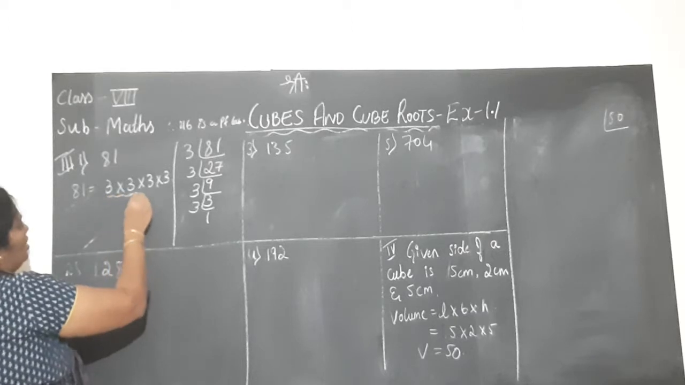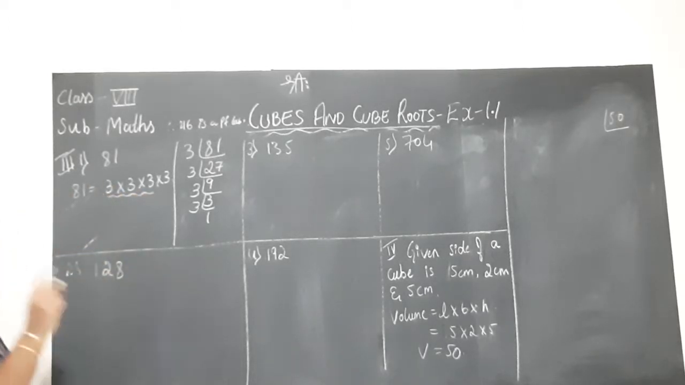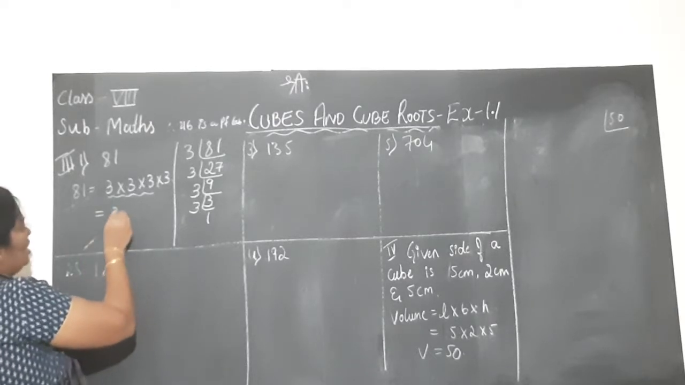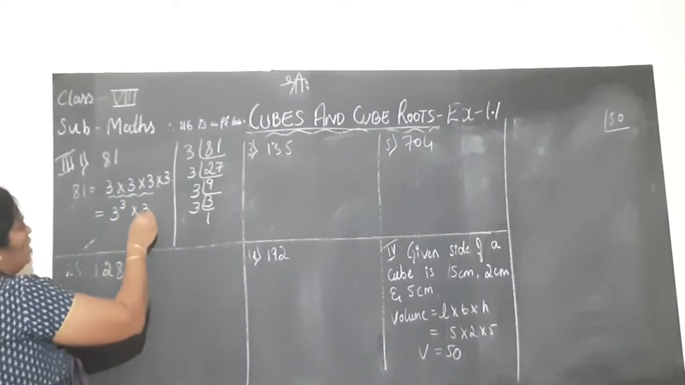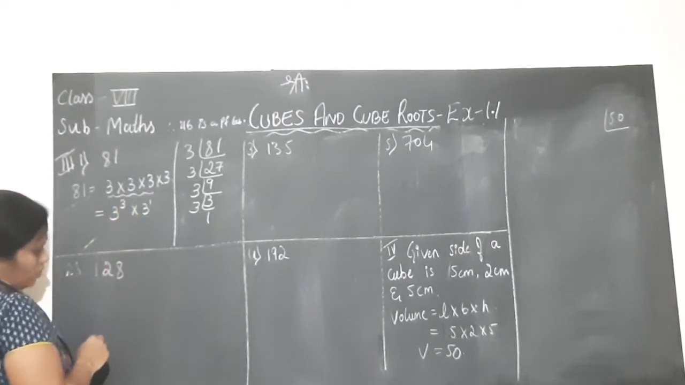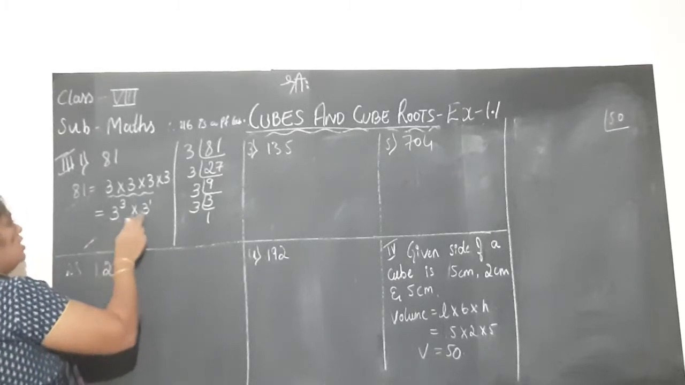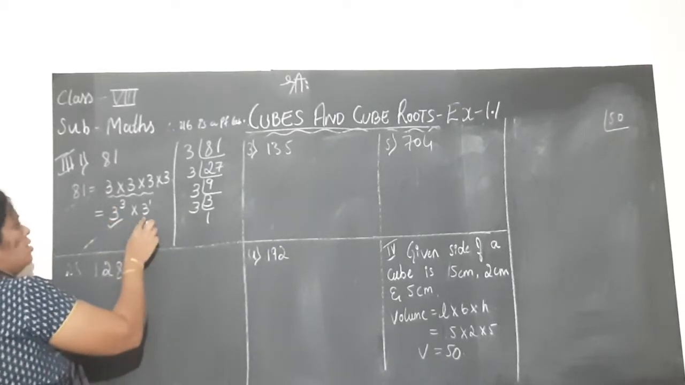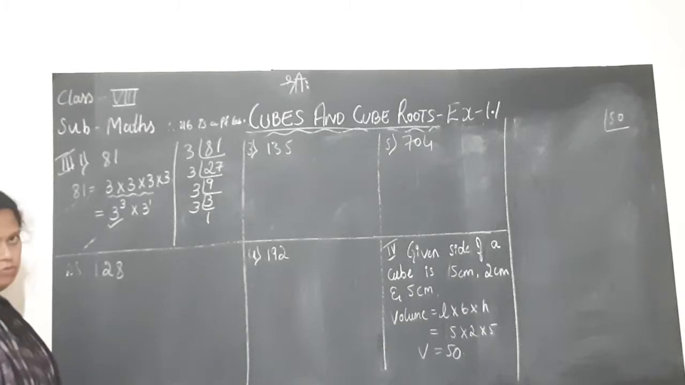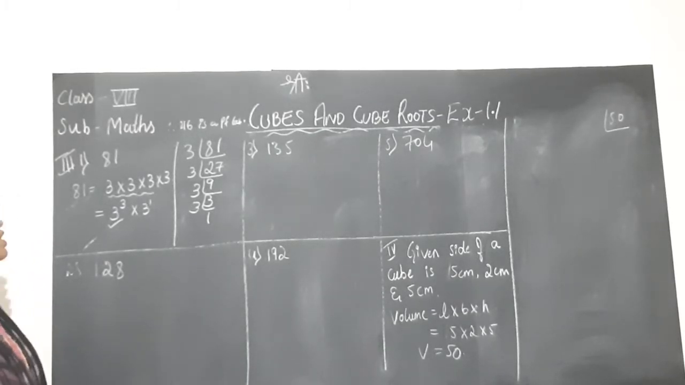As you know, children, 3 into 3 into 3, when you group, we get 3 cube into 3 to the power 1, isn't it? But here 3 cube is perfect, but we have 3 to the power 1. If we had got 3 to the power 3 there also, then we could say 81 is a perfect cube. Now it is not a perfect cube, but is it a perfect square? Yes, 9 square is 81, isn't it? 3 to the power 1.